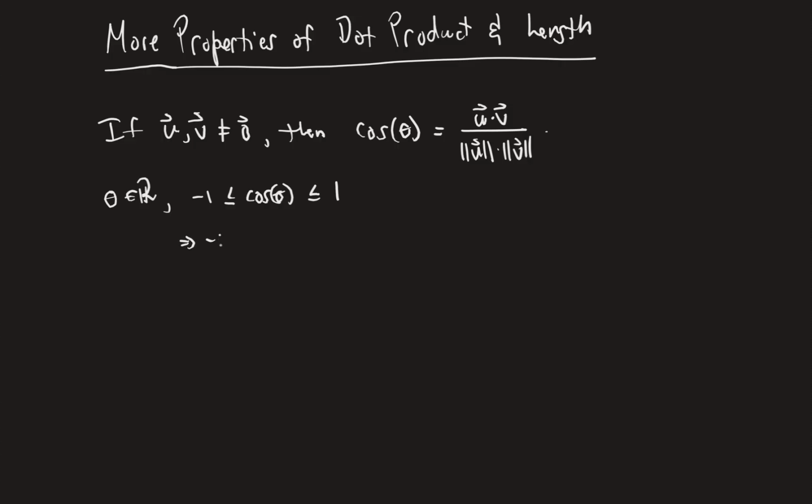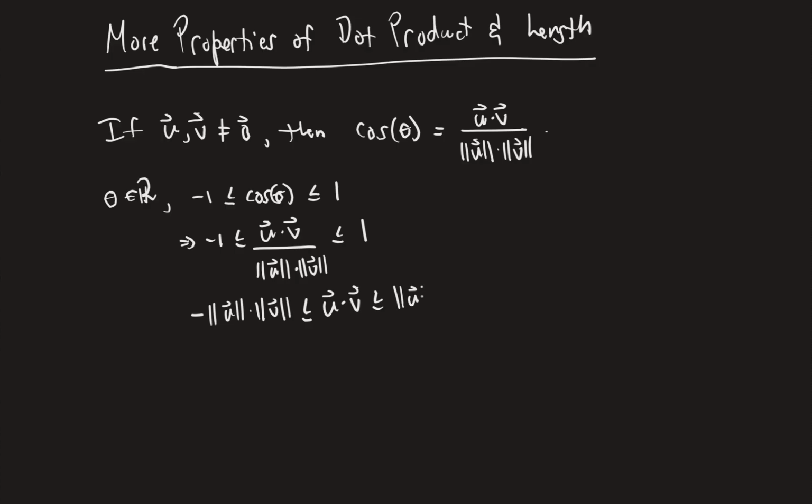So this implies that -1 is less than or equal to u dot v over the magnitude of u times the magnitude of v, and that is less than or equal to 1. Then we can multiply through this compound inequality by the denominator, and we get this: the negative of the norm of u times the norm of v is less than or equal to our dot product, still stuck in the middle, and on this side we have the positive of that product, the norm of u times the norm of v.